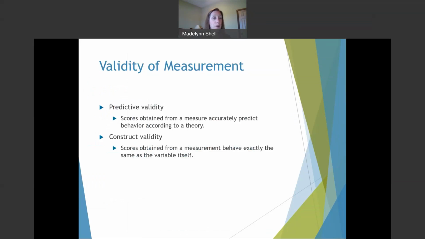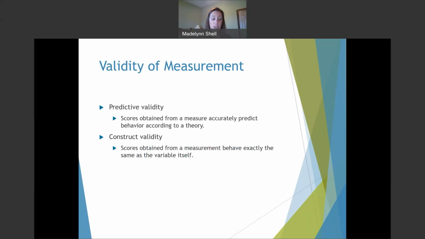Okay, so a couple of other ways that we can look at the validity of a measure. What is predictive validity? Your scores should relate to or predict actual behavior. IQ scores should predict GPA, right? We would expect that it predicts other related behavior.